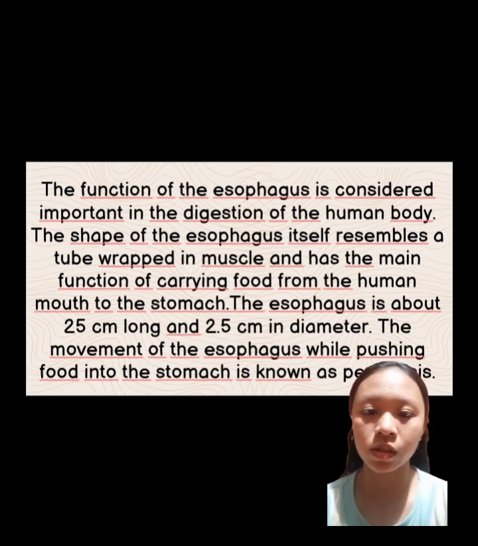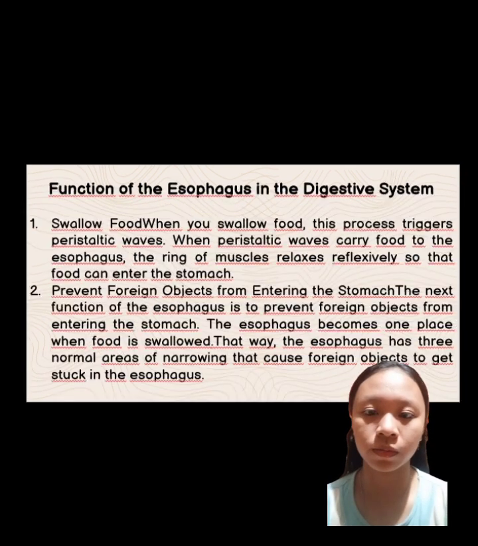The esophagus is about 25 cm long and 2.5 cm in diameter. The movement of the esophagus while passing food into the stomach is known as peristalsis. Function of the esophagus in the digestive system.